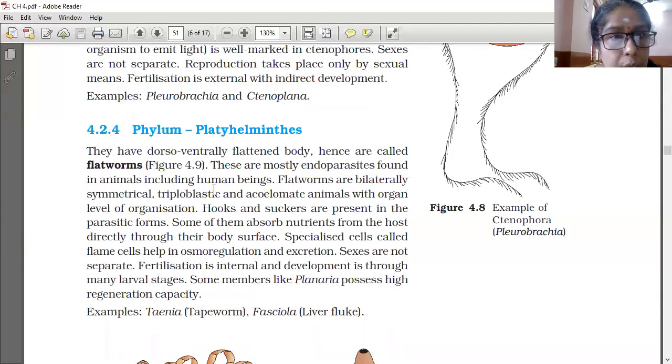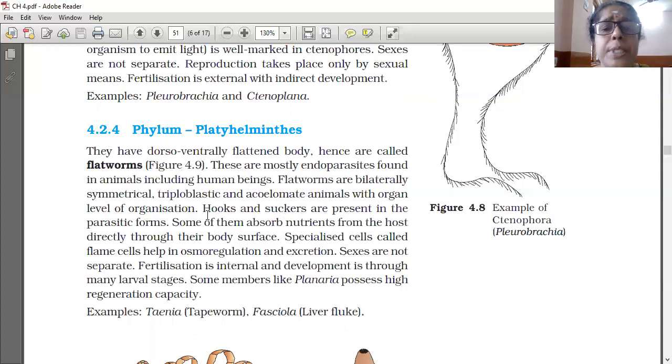The meaning of the phylum: Platyhelminthes means a dorso-ventrally flattened worm or body. They are called flatworms. These are mostly endoparasites found in animals, including human beings. Flatworms are bilaterally symmetrical, triploblastic, acoelomate animals with organ level of organization.